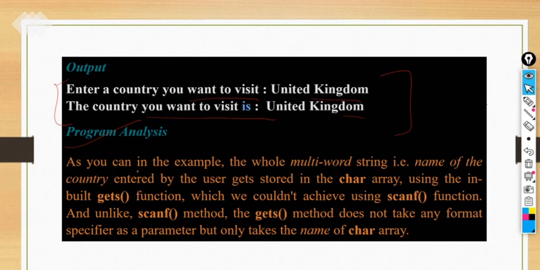In this program analysis, you see in the example a multi-word string, the name of the country you are entering with a space, with lots of letters. We could not achieve this using scanf. Scanf is not able to provide this in such an easy manner. Scanf is also used for input, but there is a difference. Scanf cannot do this task in a better way or easily, but it is done by the gets function. That's why it's very interesting to know about gets in order to provide input as a string data type. I hope it is clear.